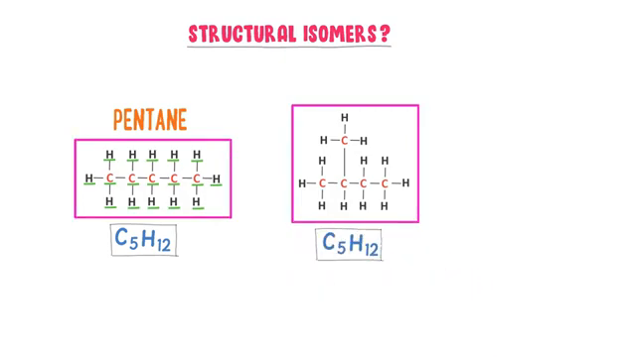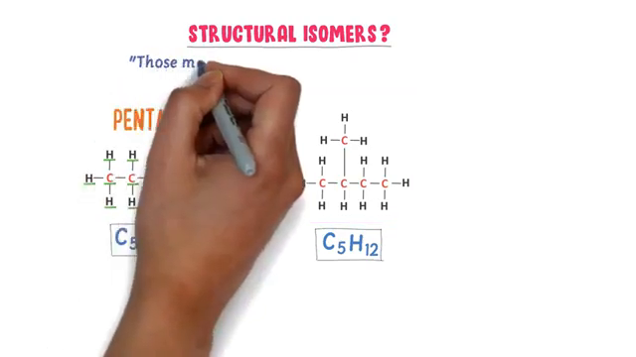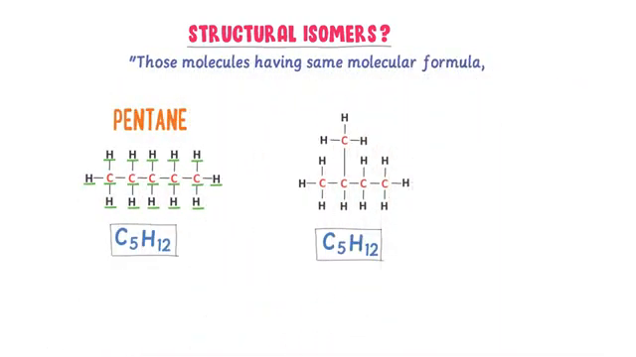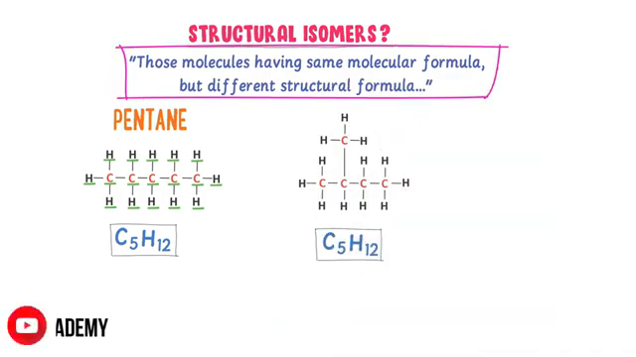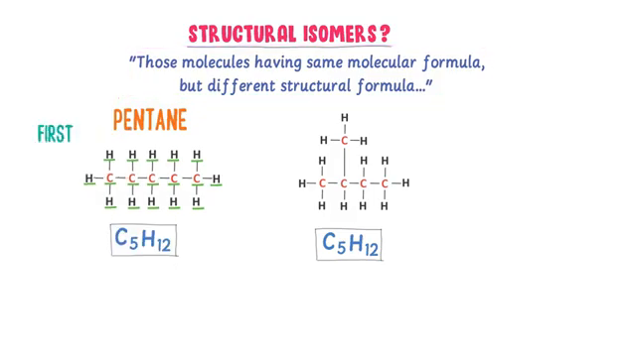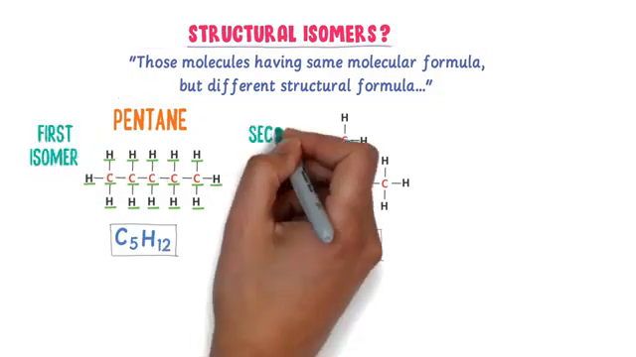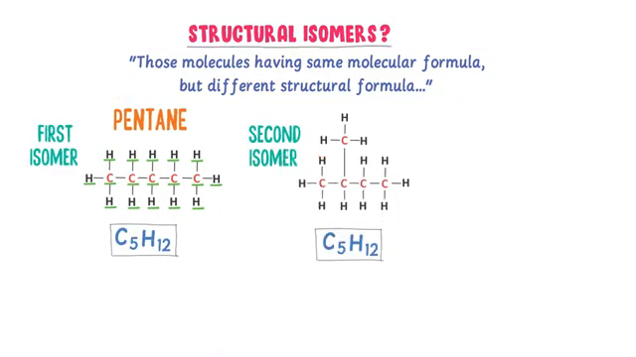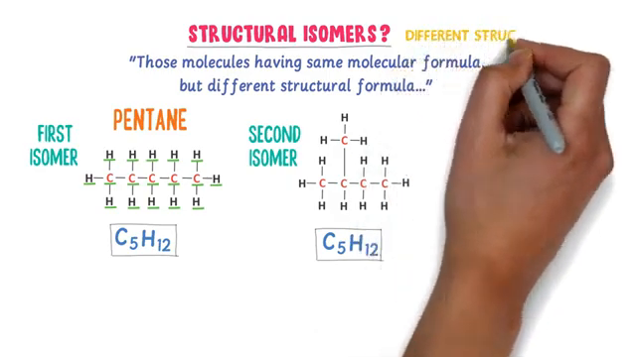Therefore, we define structural isomers as those molecules having the same molecular formula but different structural formula. Let me repeat it. Those molecules having the same molecular formula but different structural formula are called isomers. So this is the first isomer of pentane and this is the second isomer of pentane. But they have the same molecular formula C5H12. Secondly, we call them structural isomers because they have different structures.